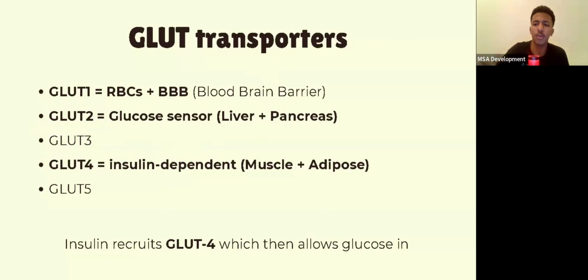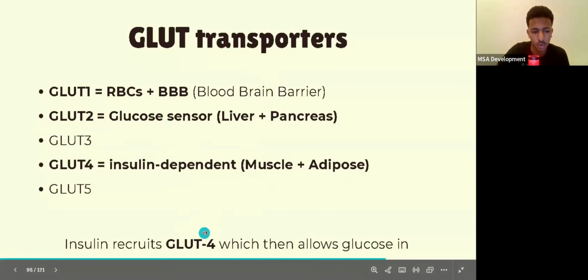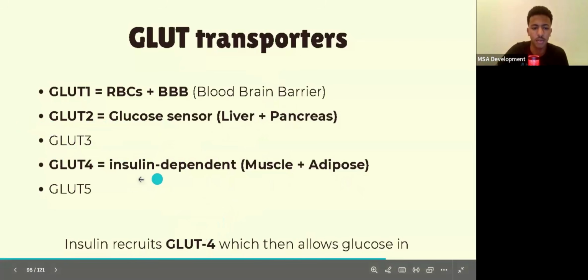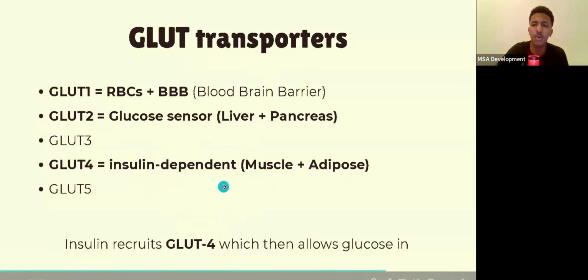This insulin is going to go through the blood. It then goes to the muscle cells or the adipose tissue, and then it's going to recruit the GLUT4 to the cell membrane. When it recruits the GLUT4 to the cell membrane, this is then going to allow glucose to enter the cell. Therefore, this is insulin dependent. It's not always there. It's only going to be there when there's insulin.